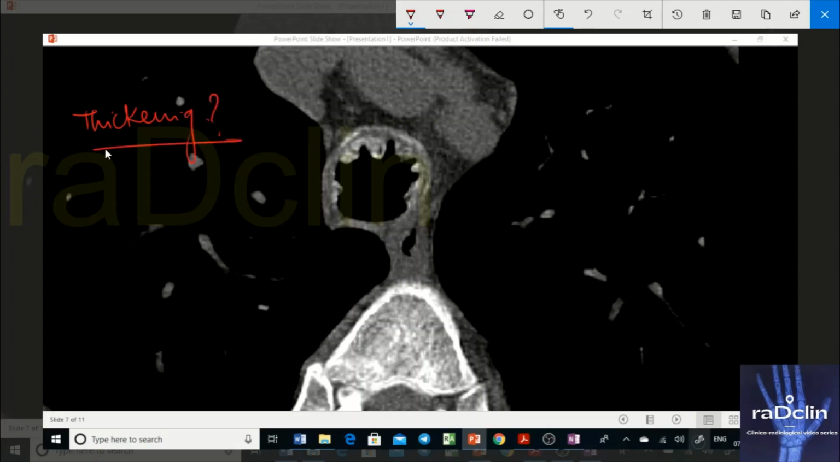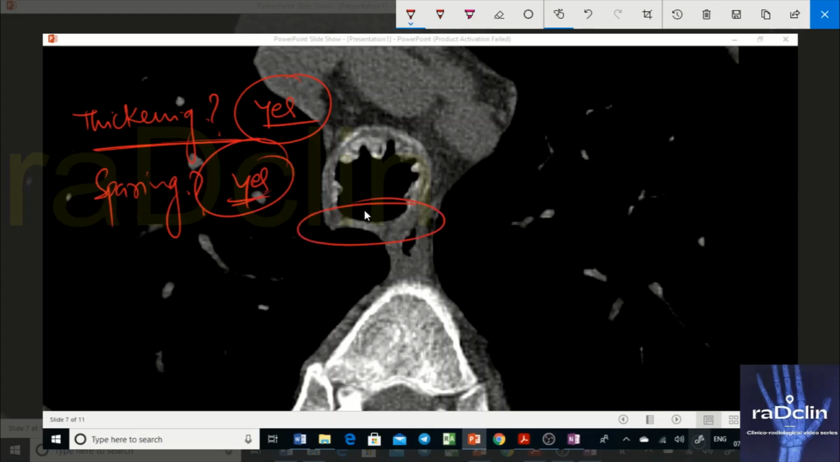Okay, why I'm always asking whether there is a thickening or not is because in saber-sheath trachea there is no thickening. So, is there thickening? Definitely yes, thickening is there. Is there any particular sparing? Is there a particular part of the trachea spared? The answer is yes. If you see the posterior part of the trachea, it's spared here.